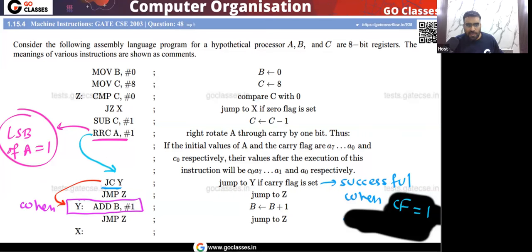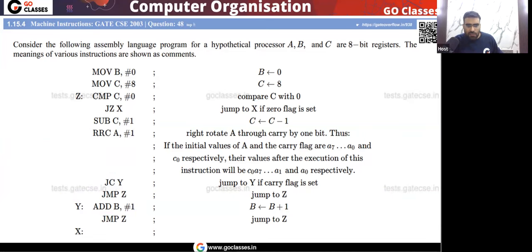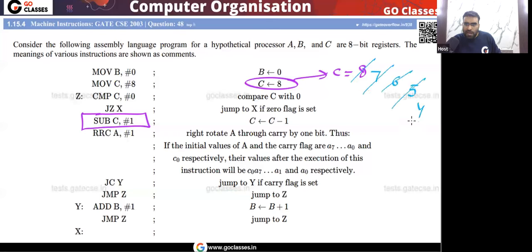And in every iteration, the value of C is decreasing by 1. So how many iterations will actually happen? See, the initial value of C was 8. In every iteration, the C value will decrease by 1, until it goes to 0. When it goes to 0, then in the next iteration, what will happen?